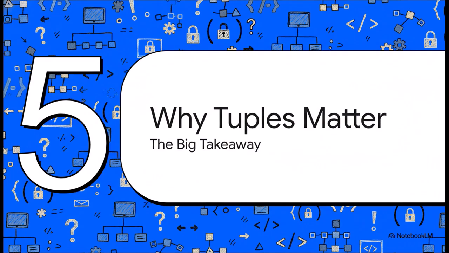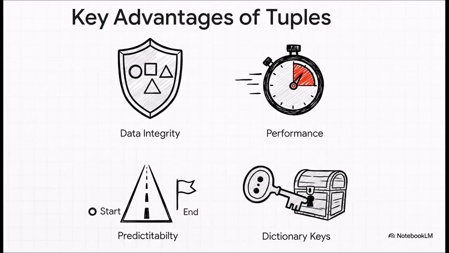Okay, so after all that, let's bring it all home. Why should you even care about tuples? What is the big takeaway for you, the programmer? Here's the bottom line. First, data integrity. The fact that they're unchangeable is a feature, not a limitation. It protects your data from being changed by mistake. Second, there can be some slight performance wins. Third, they make your code way more predictable. When you or a teammate sees a tuple, you have an ironclad guarantee that its contents are fixed.